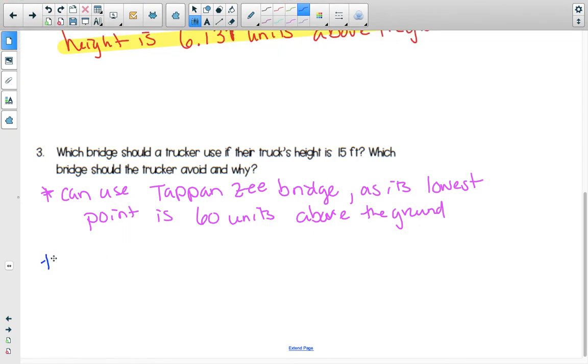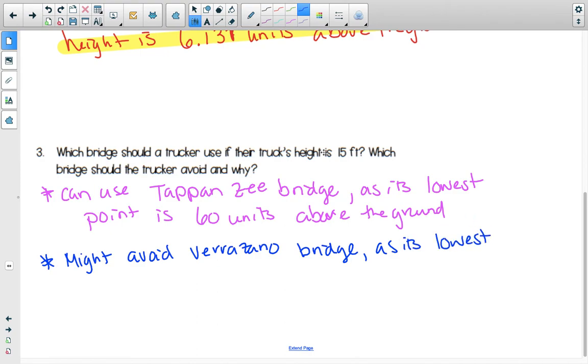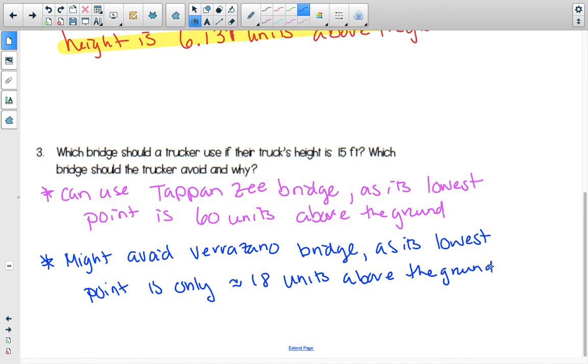Then that trucker might avoid the Verrazano Bridge, as its lowest point is only approximately 18 units above the ground. So you need to be careful, because the tires might put the truck a couple feet higher. So we've got to be super careful to make sure that the cable doesn't hit the truck.